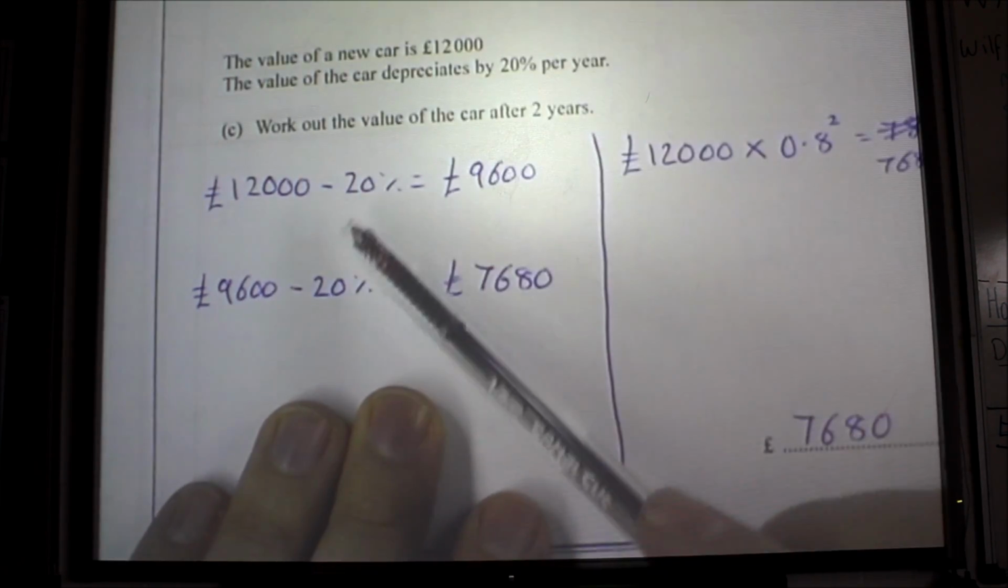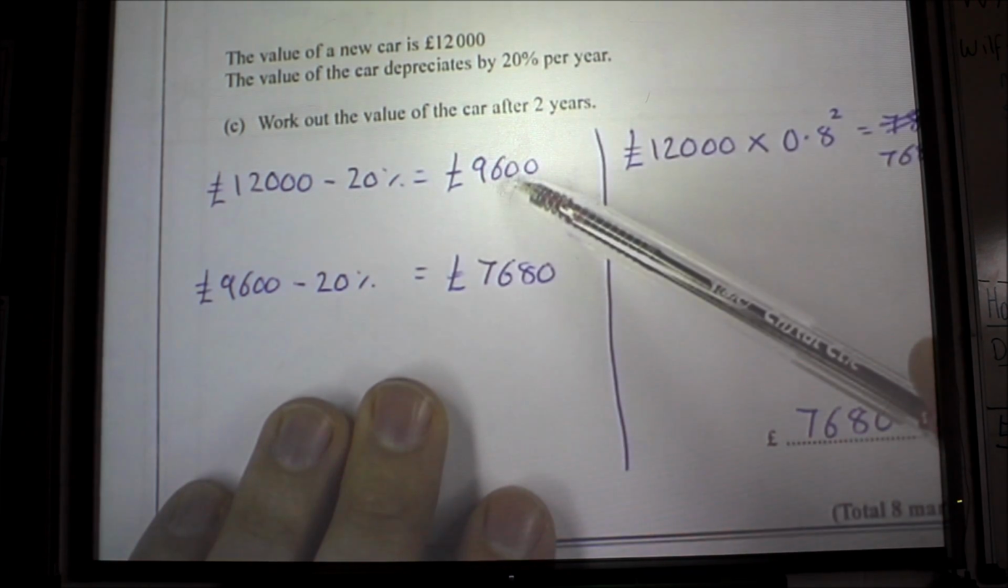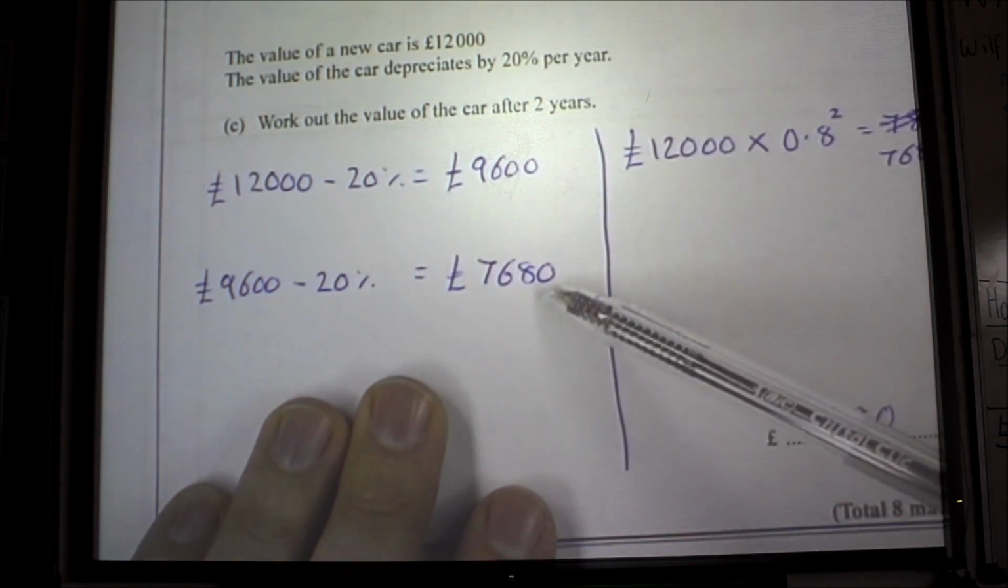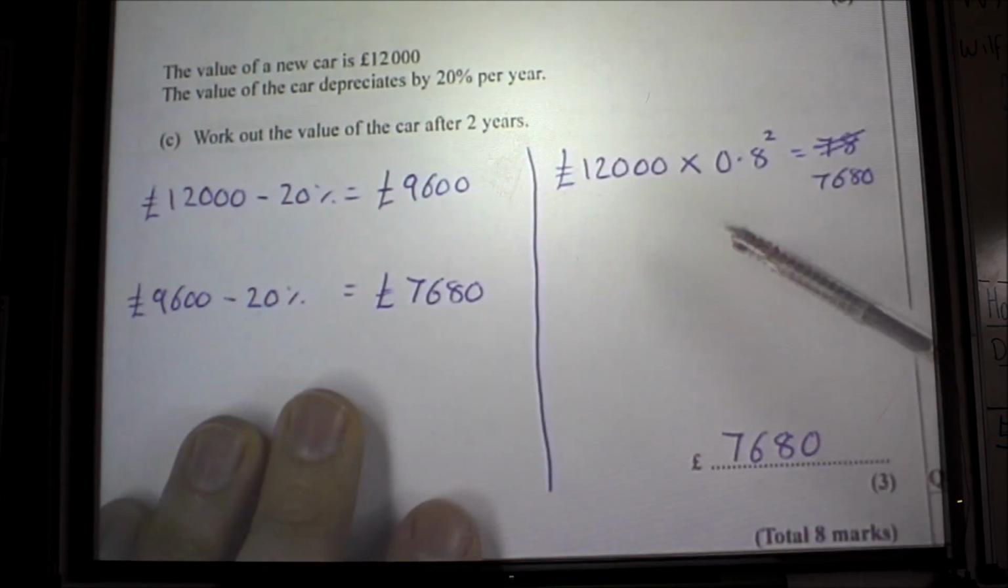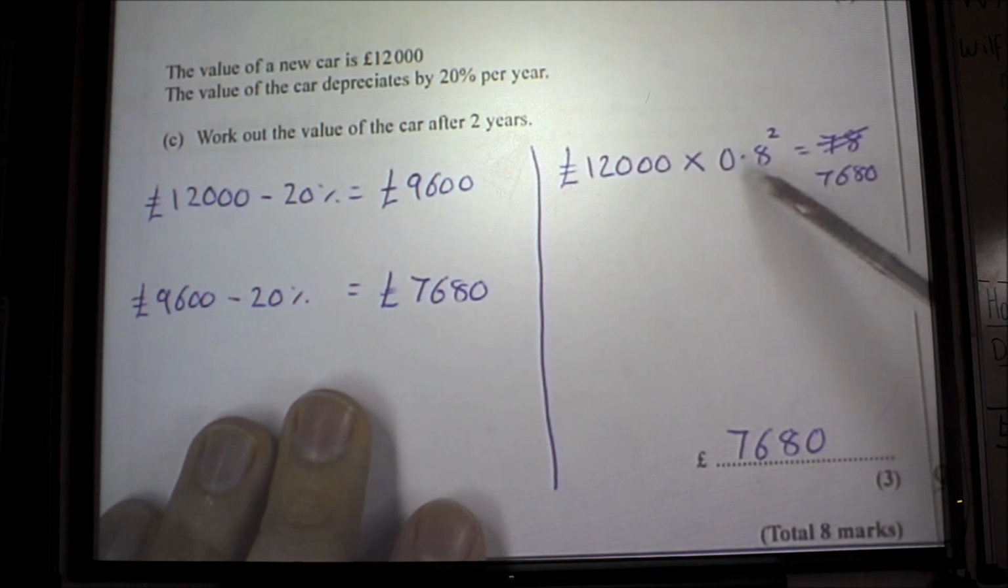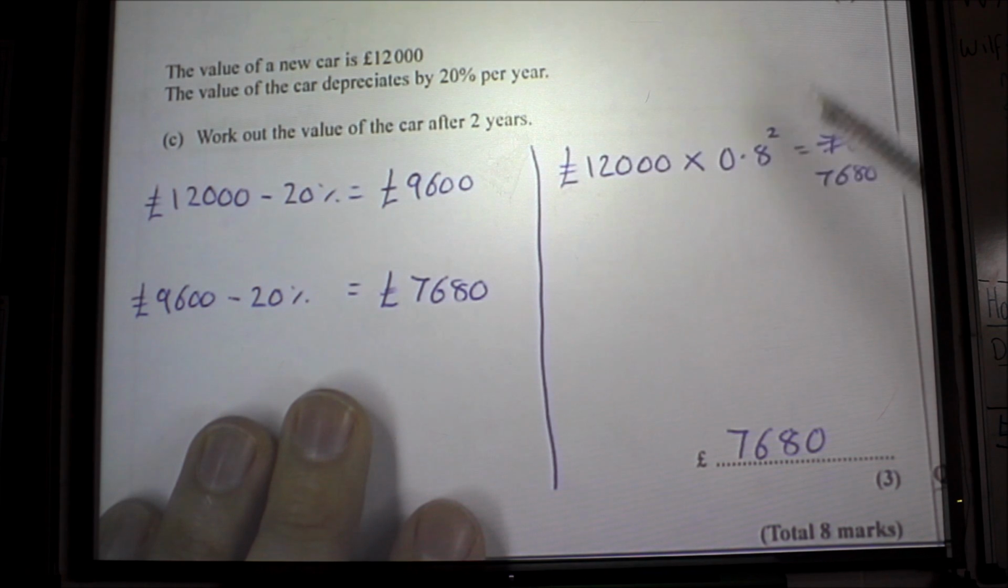2 ways of doing it. You can take off 20% to give you that, then you take off 20% again to give you that, or some of you might use the multiply method. So 12,000 times 0.8, and that's the multiplier to reduce by 20%, but it's to the power 2 because it's for 2 years, and you get the same answer, 7680.